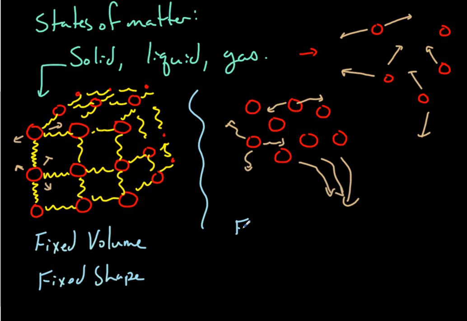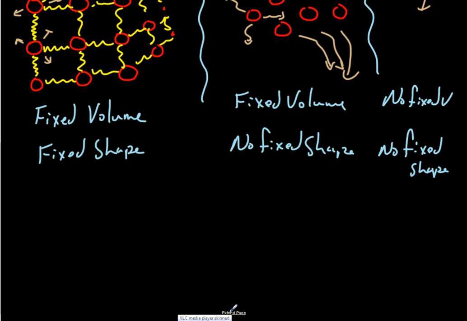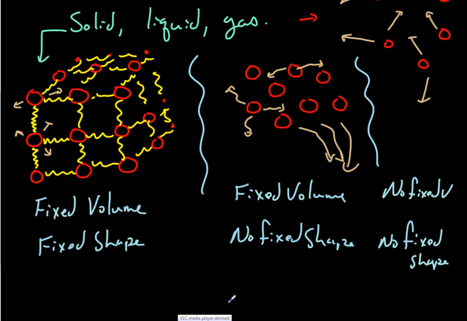Liquids are different, they still have a fixed volume, but their shape is changeable. So no fixed shape. And gases, I'm sure you can guess, have no fixed volume and no fixed shape. Okay, so now we look at these three states, and there's a good example that's around us at all times, and that's water. This would represent water as ice, water in its liquid form, and water as steam or vapor.